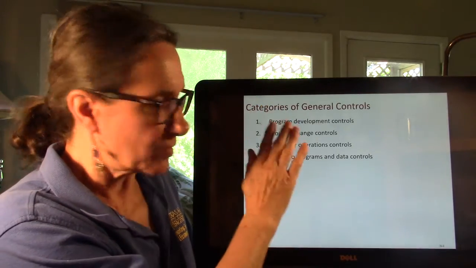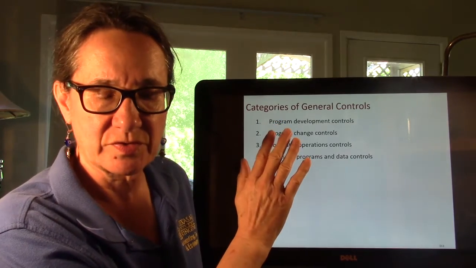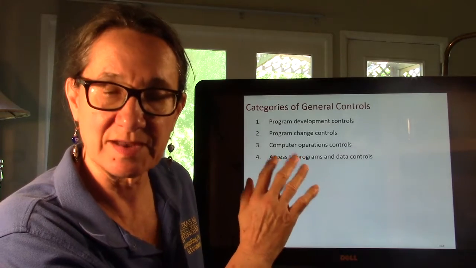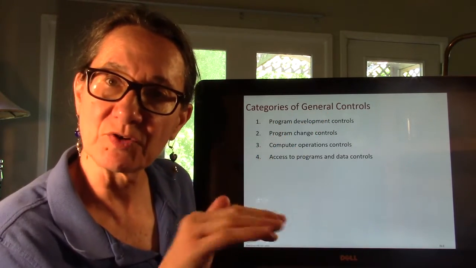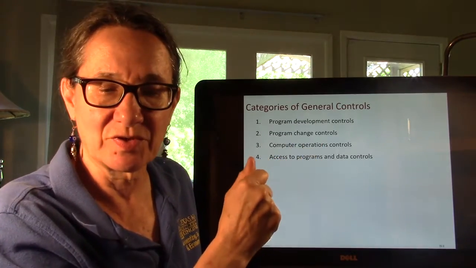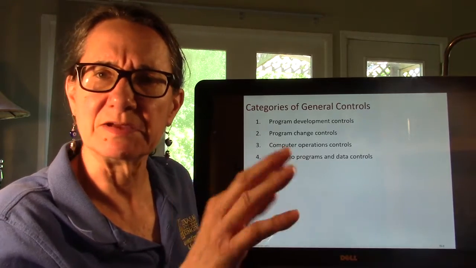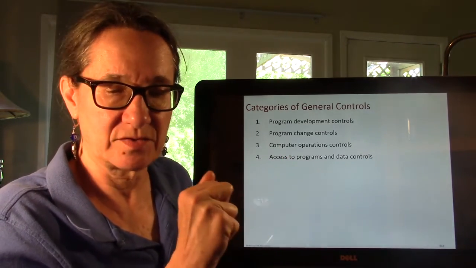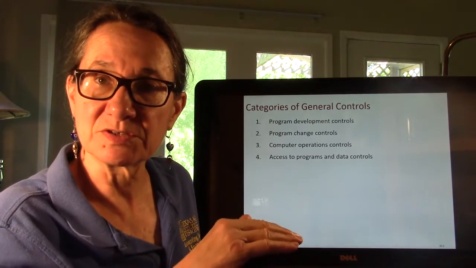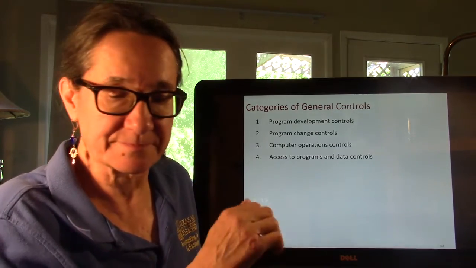So we've got program development controls, program change controls, computer operations controls, and access to programs and data controls. So this is across the board for all parts of the system. How do we develop our controls? When we have a change, right? We need to update something. How do we do that? The actual day-to-day running of the computers. How do we make sure those are safely operated and do what we want?